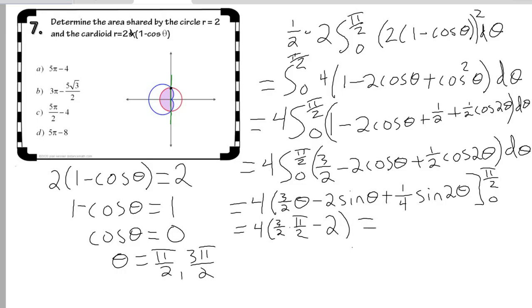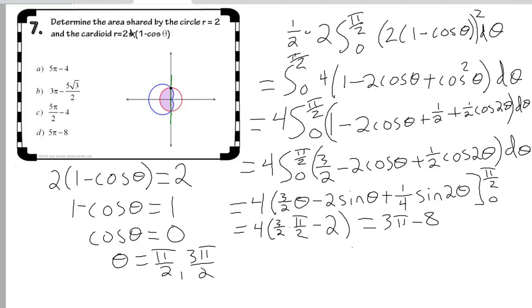So then this ends up being, what do I get? This would be 3 pi over 4, but my 4's are going to reduce, so I just end up with 3 pi minus, and then distributing, I get 8. So again, that is like the little mountain shapes that we have there. That's the area of that part.